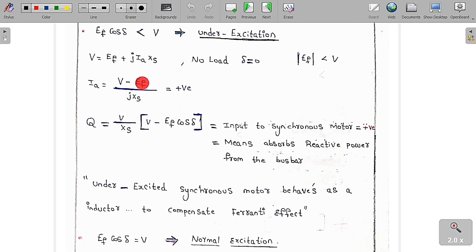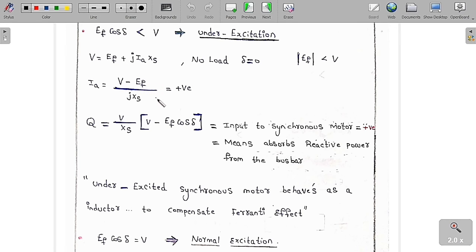So let me assume this is plus 5 by jXS. If you do the multiplication by j and j, you are going to get minus, and if you go for the simplification, this is 5 by jXS, means 5 by XS at an angle of minus 90 degrees. If you take the angle upward, the current IA is lagging, the current IA is lagging the EF. So therefore, we can say it is said to be lagging power factor.